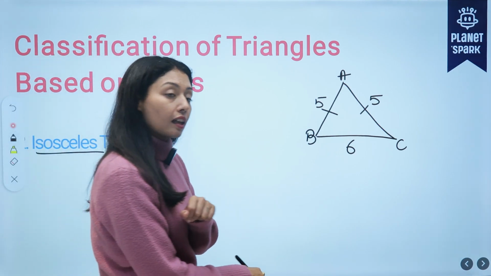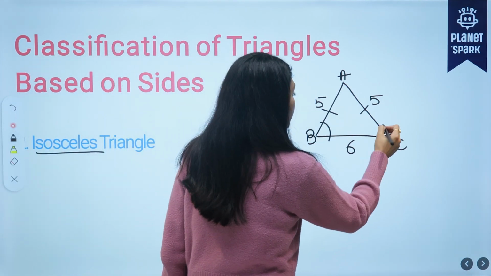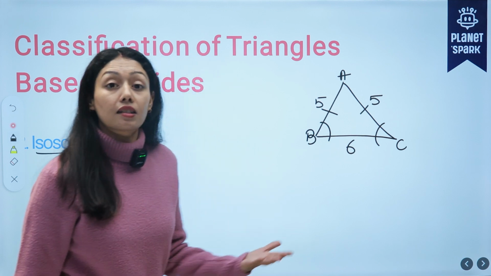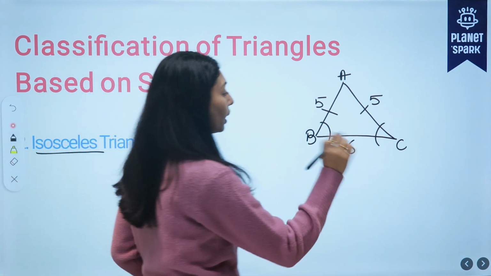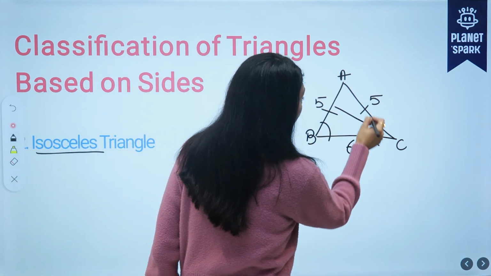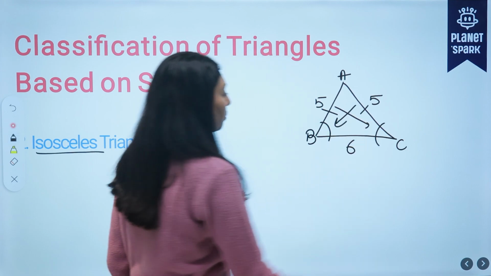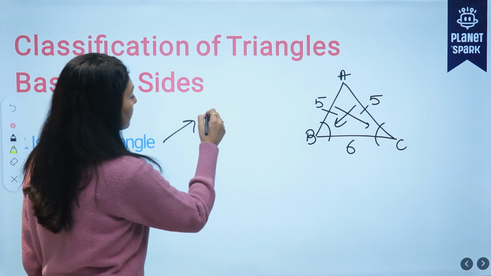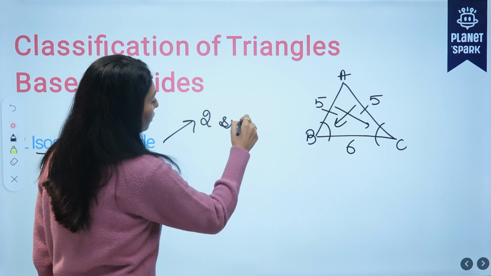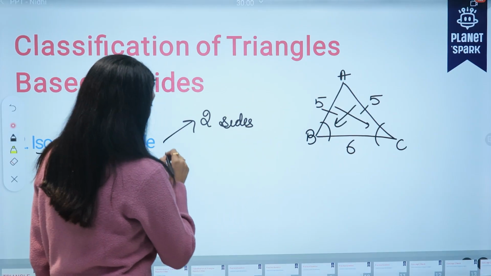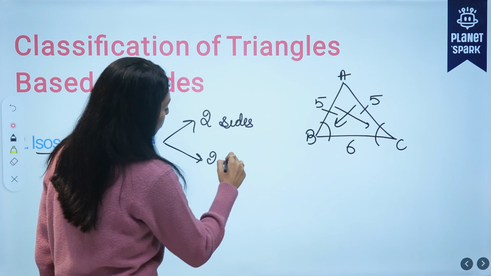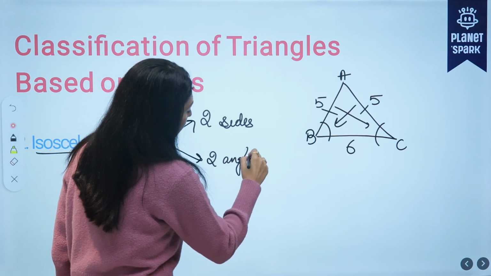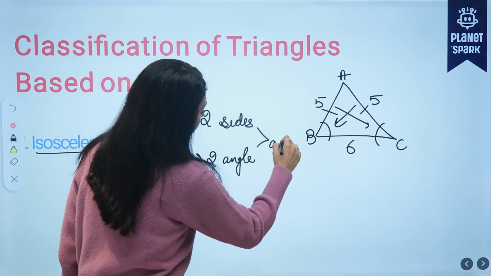Right? What about angles then? 2 angles, 1 pair of angle, will also be equal. And what are these angles? The angles opposite to the equal sides. Remember that. So, what we know about isosceles triangles, about the sides? 2 sides are equal. And what about angles? 2 angles are equal. Right?